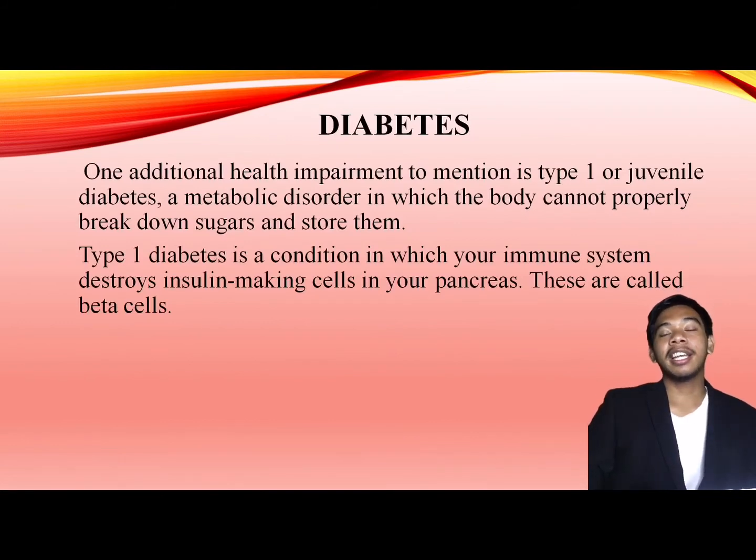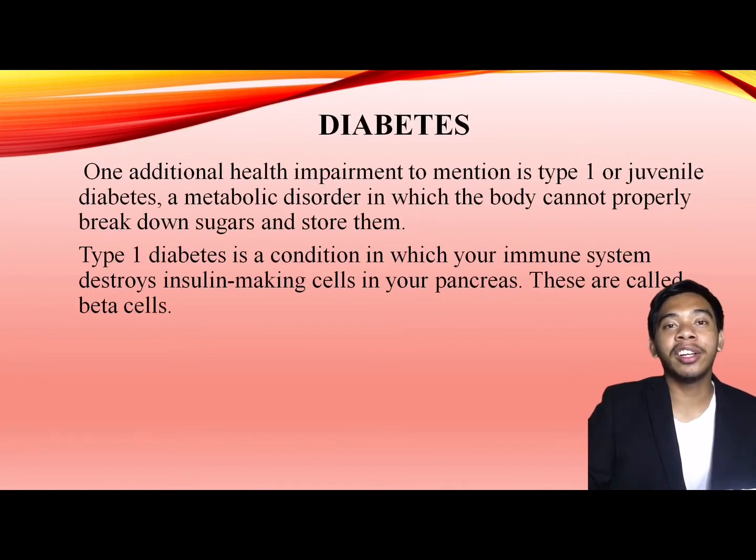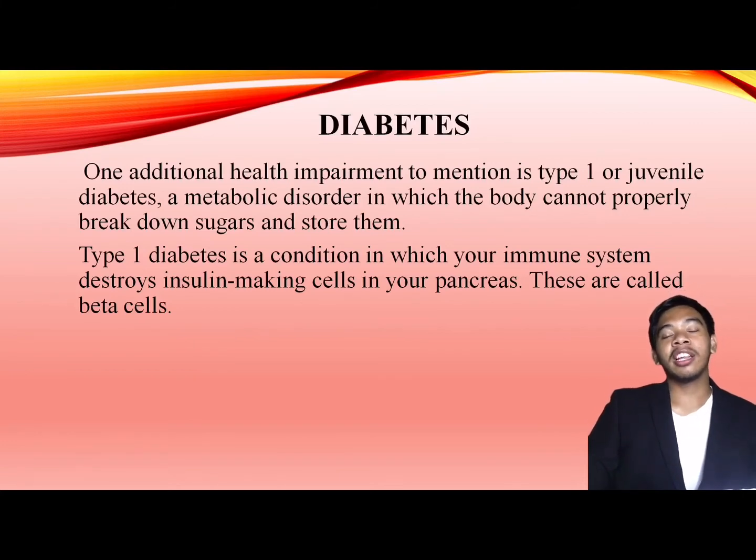Lastly, diabetes. One additional health impairment to mention is type 1 diabetes, or juvenile diabetes. It is a metabolic disorder in which the body cannot properly break down sugar and store it. It is also a condition in which your immune system attacks the insulin-making cells in your pancreas, and these cells are called beta cells.